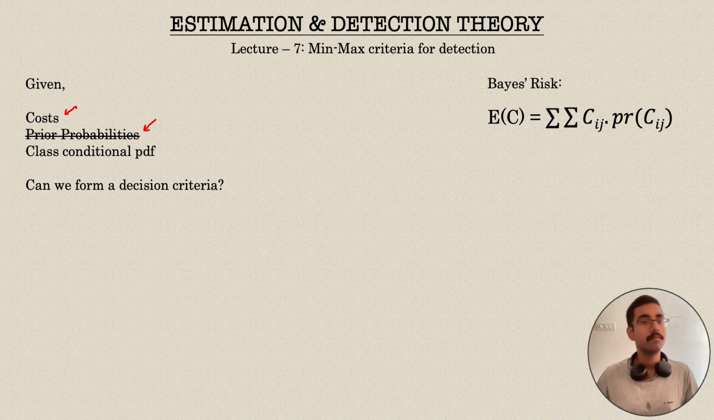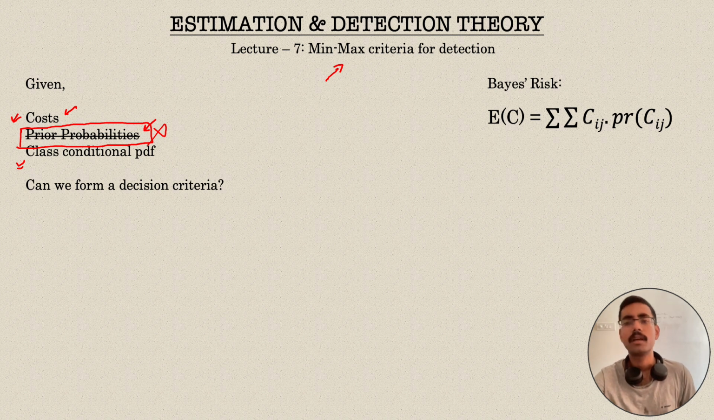So right now, if there is a situation in which you don't know the prior probabilities and you are given only the cost and the class conditional PDF, is there any way by which you can form a decision boundary or find a criteria for detection? That is precisely the min-max criteria for detection. So basically, we are just discussing the different ways that would often come naturally to you if you sit with the problem.